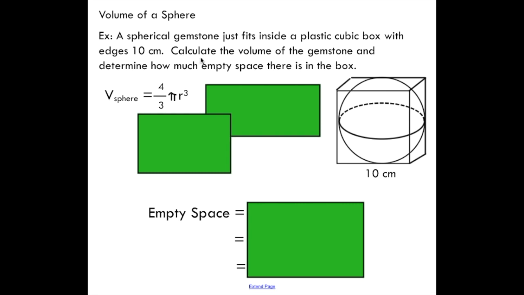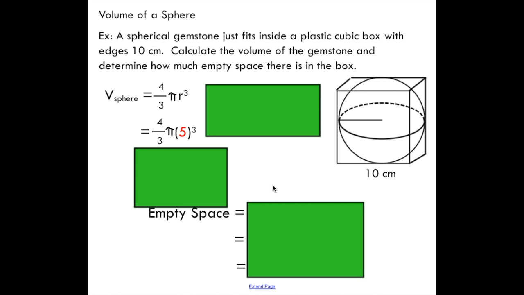So first thing we're going to do is apply our volume of the sphere formula. We're being given the fact this thing fits snugly inside this box. So we know that the diameter of the circle in the center of our sphere is going to be 10 centimeters. And we're really only interested in half of that. We need the radius of this thing. So we're going to divide our diameter by 2. So if we divide 10 by 2, we're going to get 5 for r that we sub into our formula.